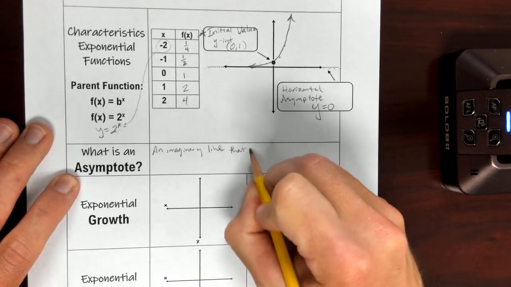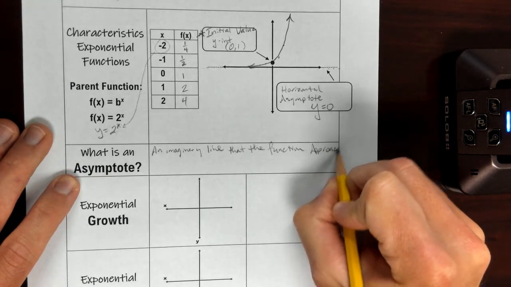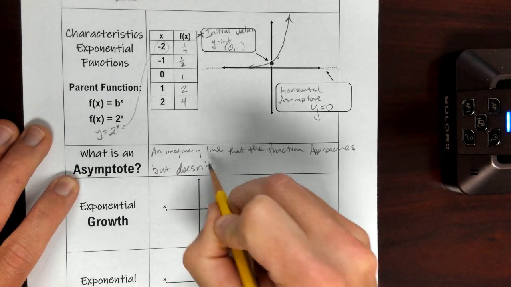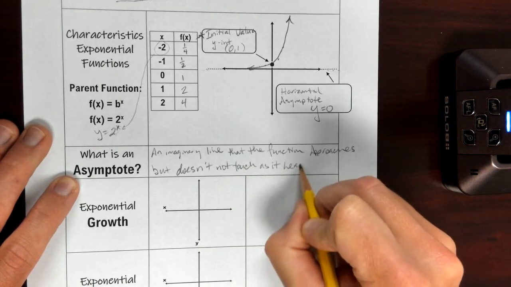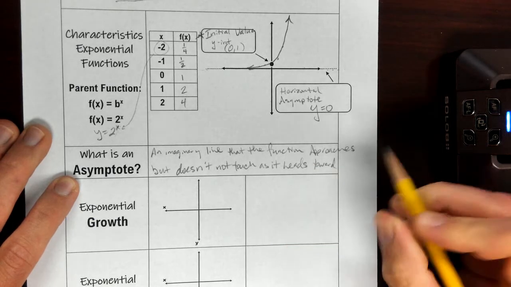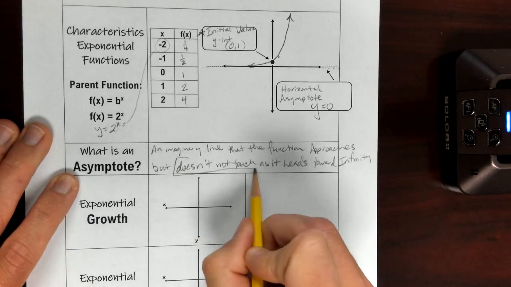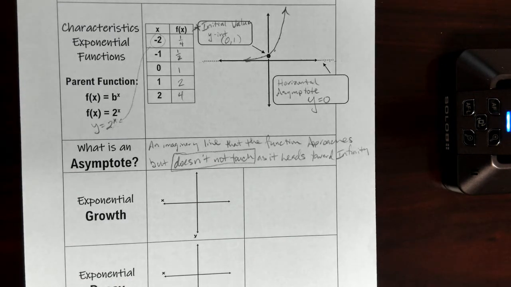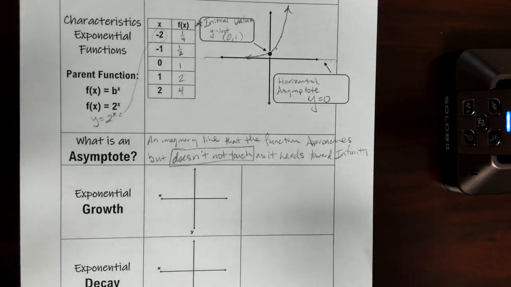that the function approaches but does not touch, and that's the key point there, as it heads toward infinity. So the key point is does not touch. It's going to get as close as it can to that line, but it's never going to touch it. It's an asymptote. That function will never touch the asymptote. It's going to get very, very close, but it's never going to touch.